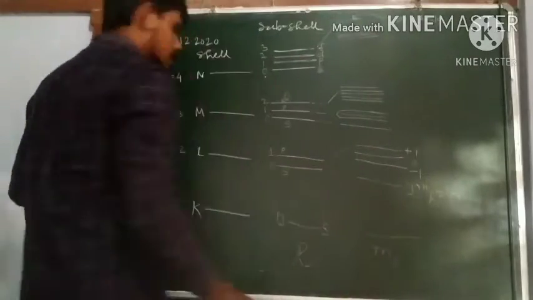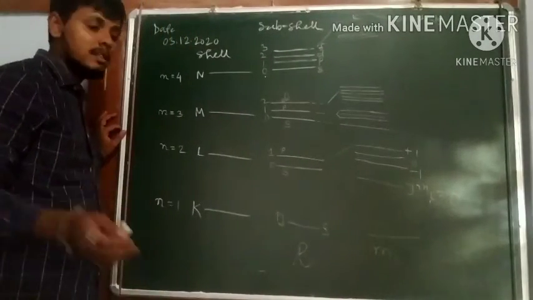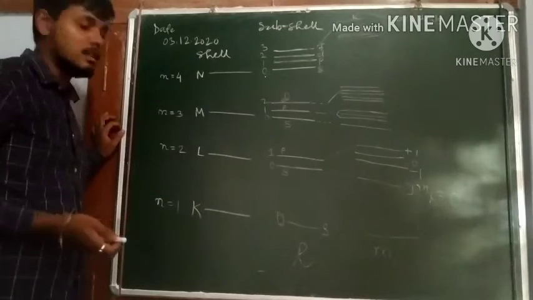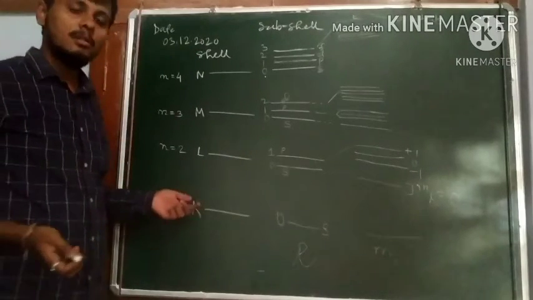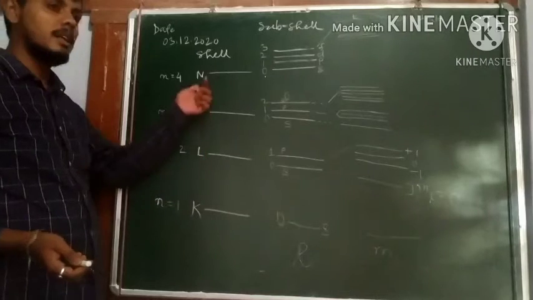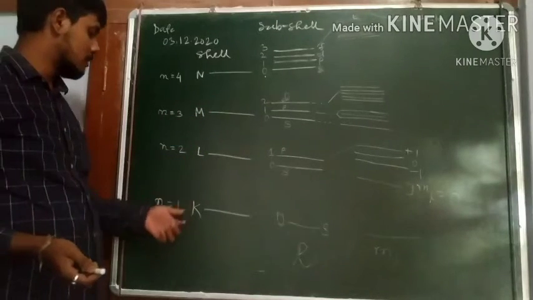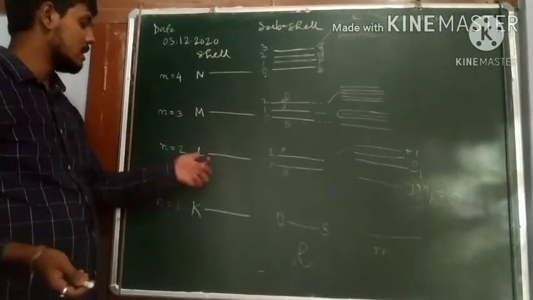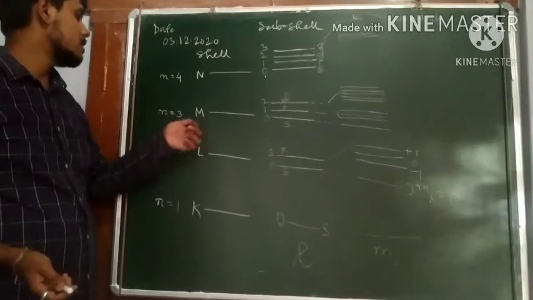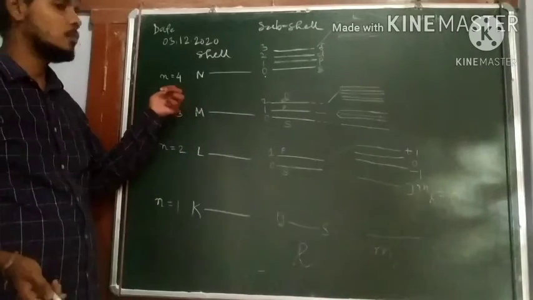So let us check out the different orbitals that are present in different shells. So we have considered 4 shells: K shell, L shell, M shell, and N shell. So for the K shell, the value of small n is 1. For L shell, small n is 2. For M shell, small n is 3, and for N shell, small n is 4.